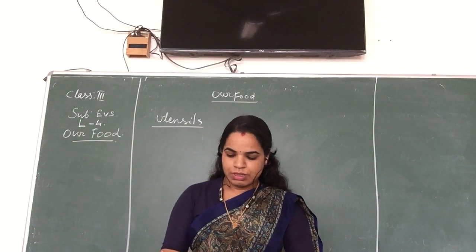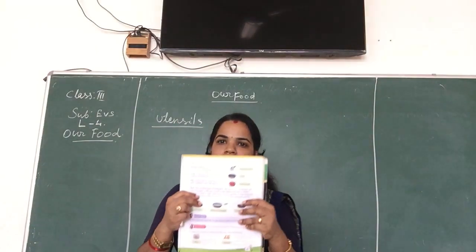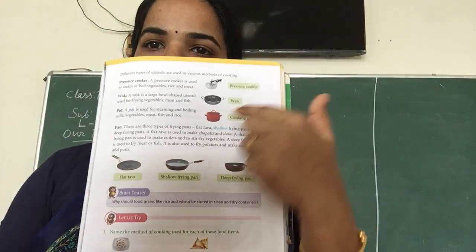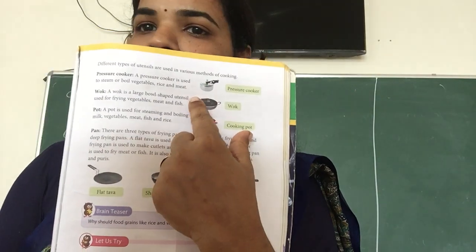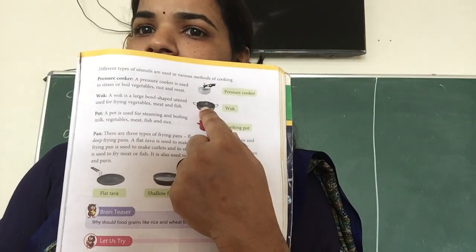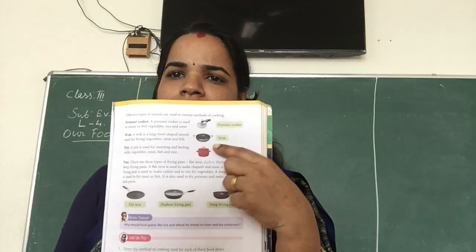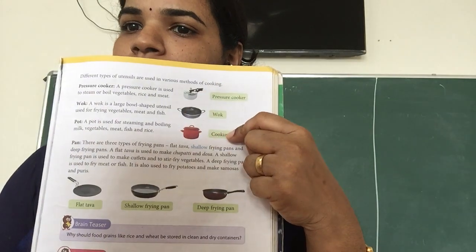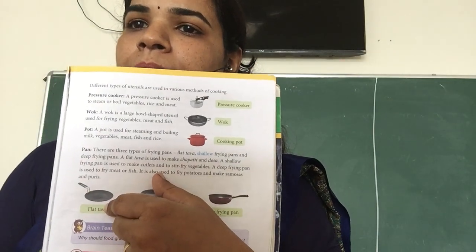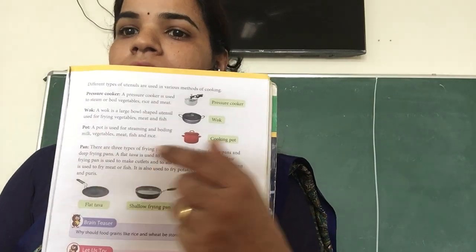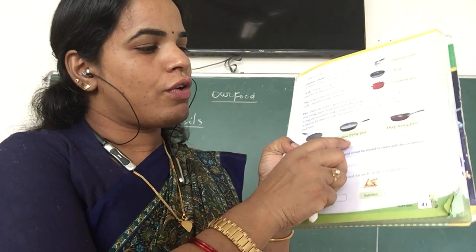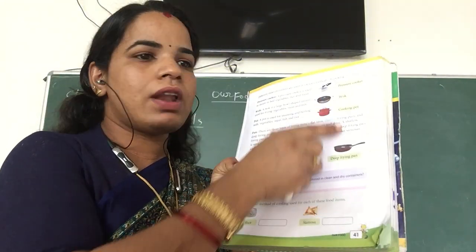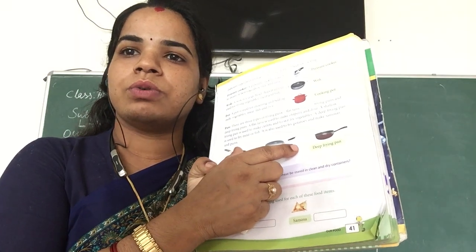Then we have to go to page number 41 and see the different pictures in the textbook. Okay, and what are the utensils? You have to see the pressure cooker. Okay, wok. Is this in your home? Yes, I hope all these things are there in your home. And then here you have to see the cooking pot. And then the frying pan, means a flat pan. Next one is the shallow frying pan. And the next, deep frying pan. Like this, we use different types of utensils to cook the food.